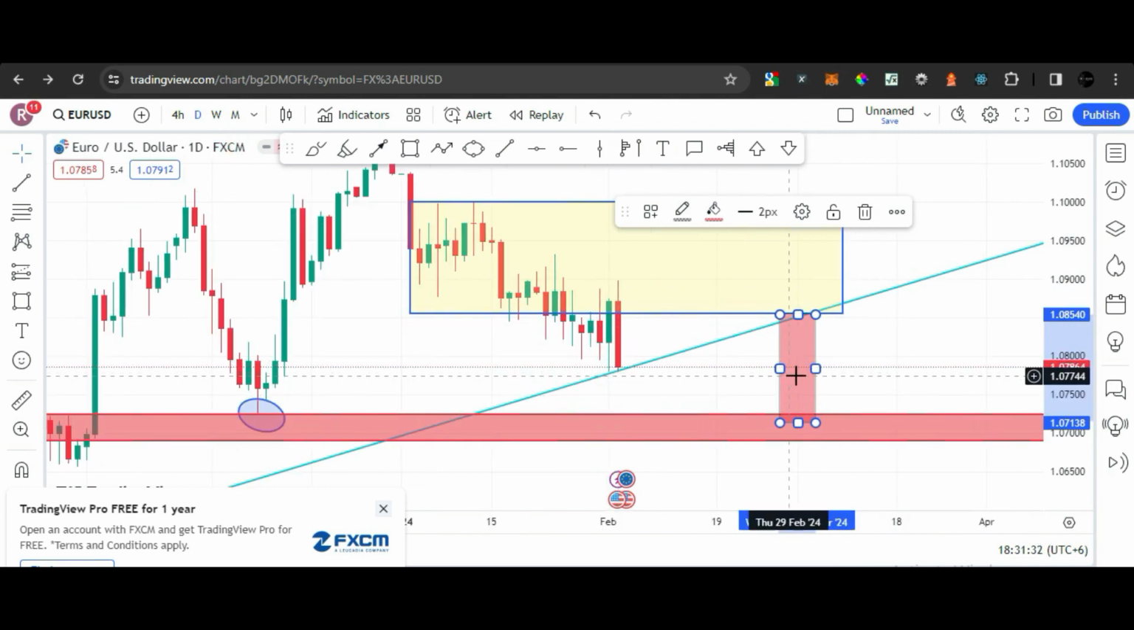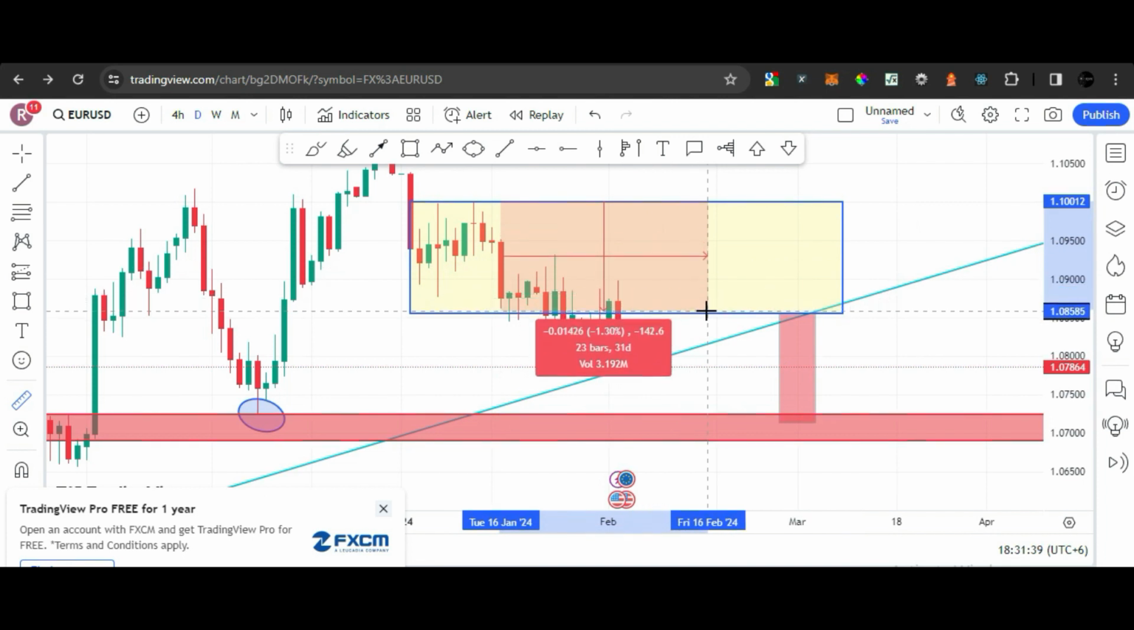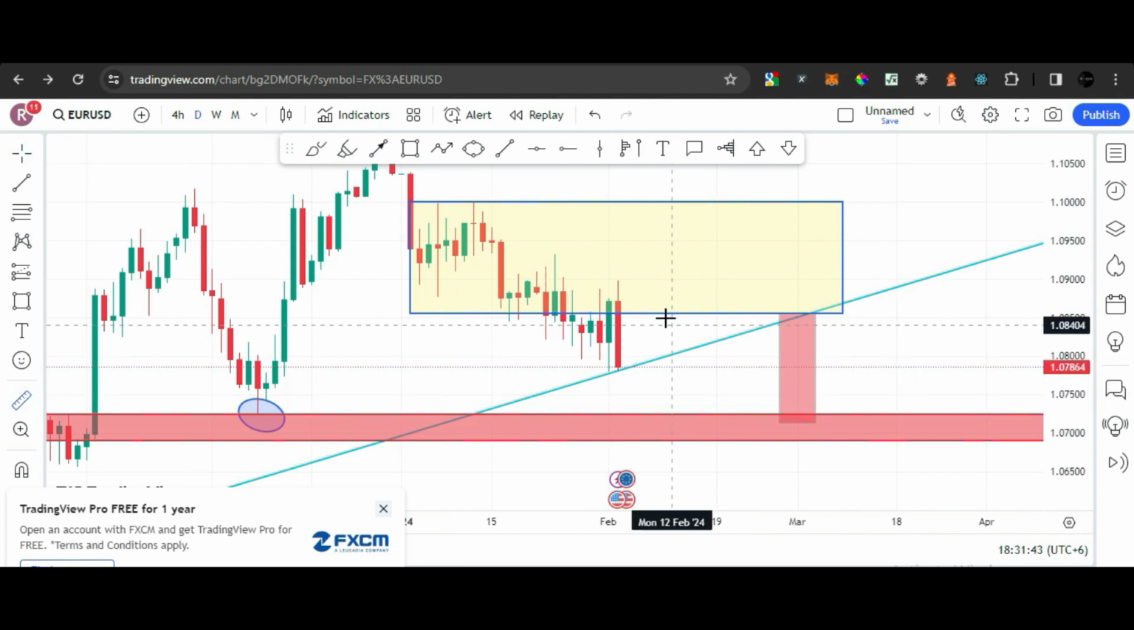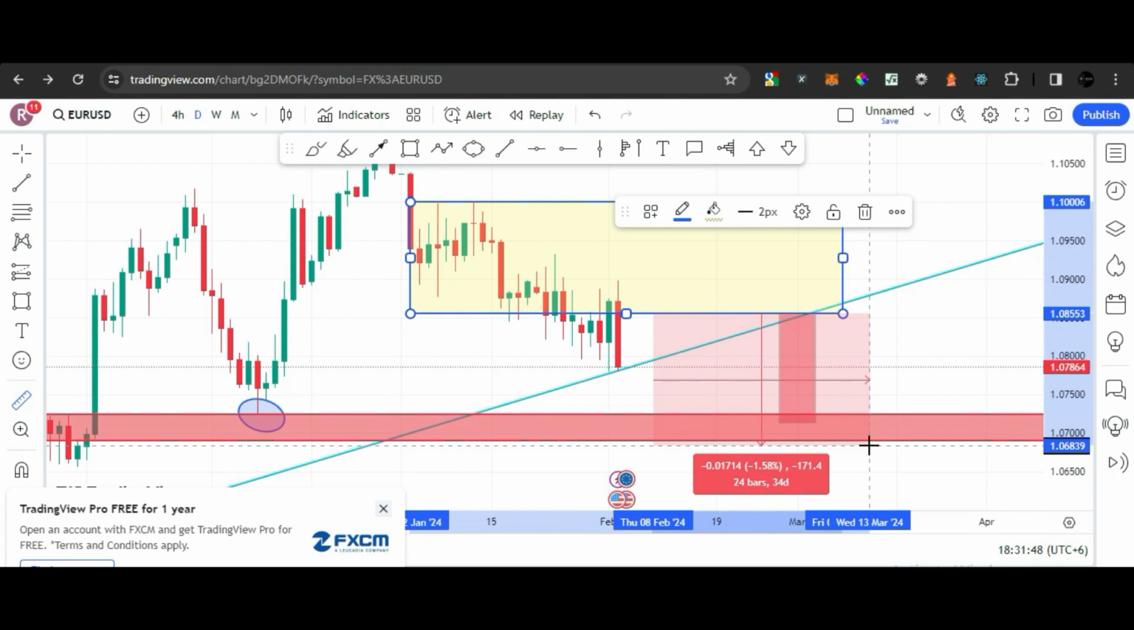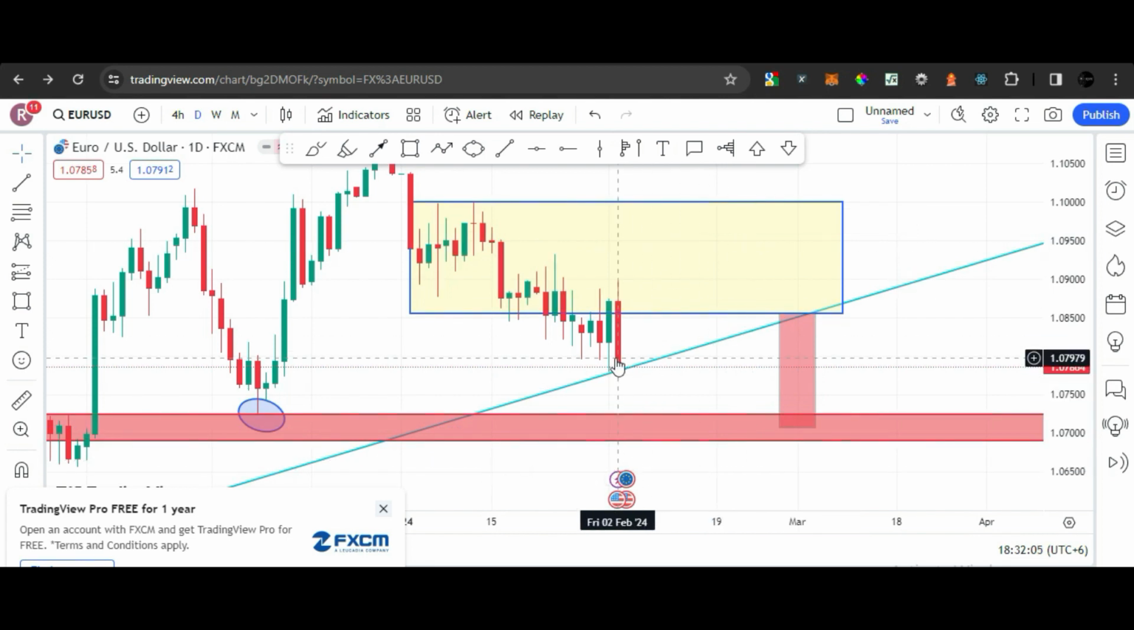Now the question is whether it will fulfill its full journey of this box range, which is 140 pips if I am not wrong. If you see, this is 144 pips, and if we do the same from here to here, a little bit more, sorry, this is our box, 144, a little bit less or more. It should be something like this. So what should we do now?